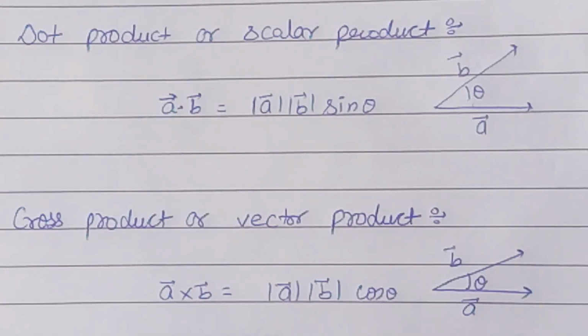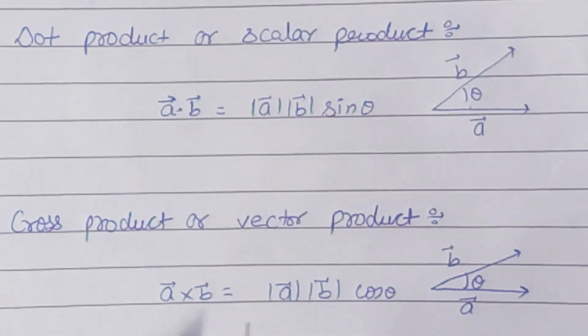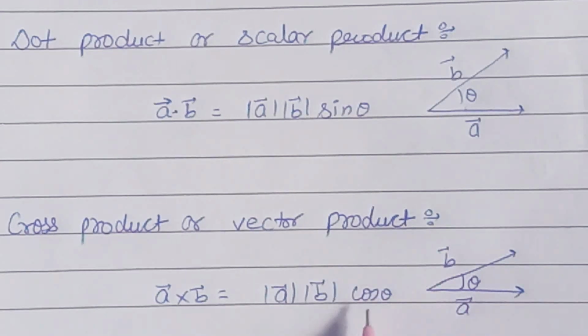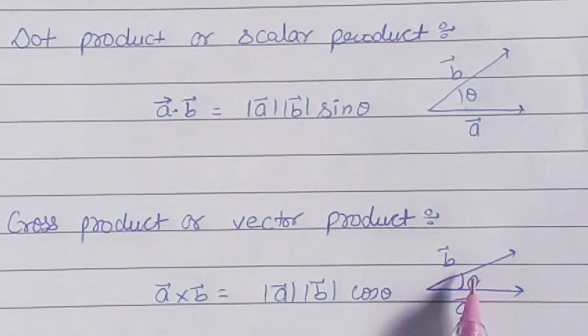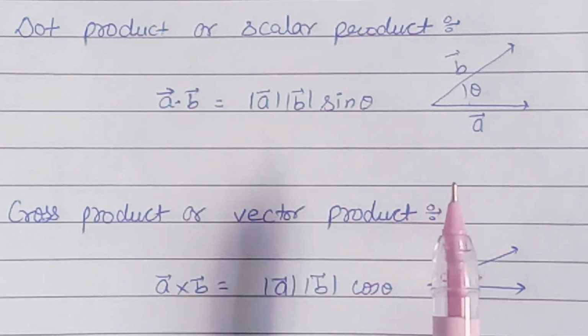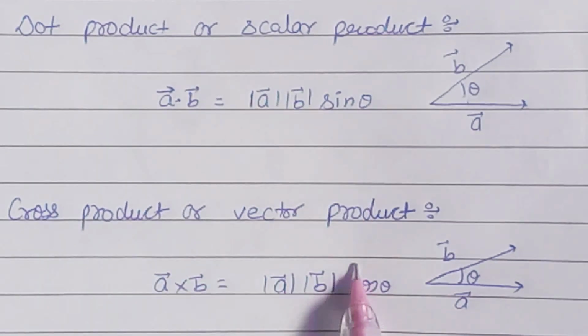The second one is cross product or vector product. A vector cross b vector equals mod of a vector, mod of b vector, into cos theta. Theta is the angle between a vector and b vector. To find the angle between two vectors, if the vectors are given, we use this formula.